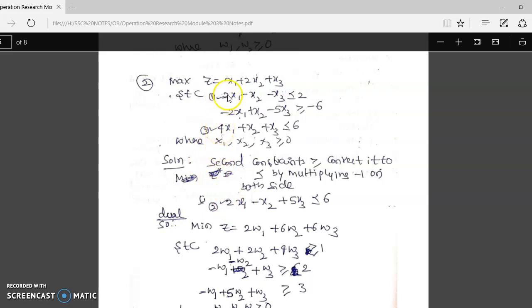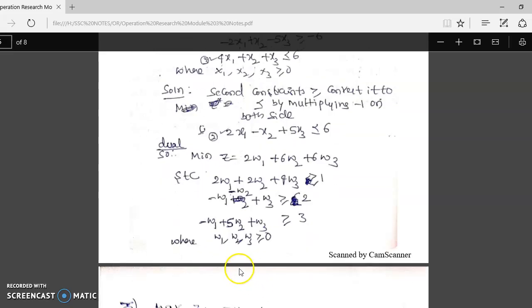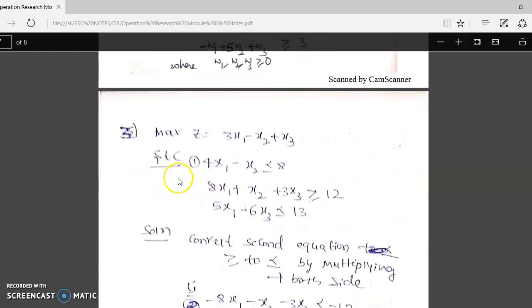So you can write it as 2w1, 2w2, 4w3. That is 2w1 plus 2w2 plus 4w3. Then the second constraint: minus w1 minus w2 plus w3. Similarly the third constraint: minus w1 plus 5w2 plus w3. Then write where w1, w2, w3 are greater than or equal to 0, the default constraint. Similarly, we go for the third example.